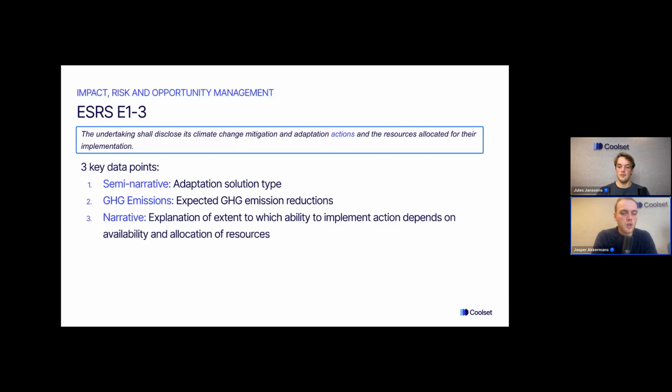And then the third one is a narrative disclosure. So an explanation of the extent to which the ability to implement action depends on availability and allocation of resources. So this is a bit of a mouthful and a bit of a complex one. I've taken this also directly from the EFRAG. So here, basically what they're asking for is, what resources do you have to actually implement these adaptation measures?